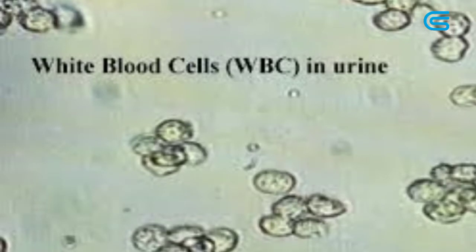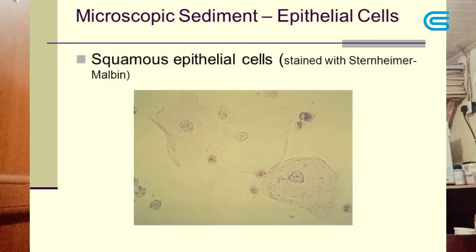White blood cells, or pyuria, refers to the presence of abnormal numbers of leukocytes that may appear with infection in either the upper or the lower urinary tract. Epithelial cells are common in urine also. Renal tubular epithelial cells are common.